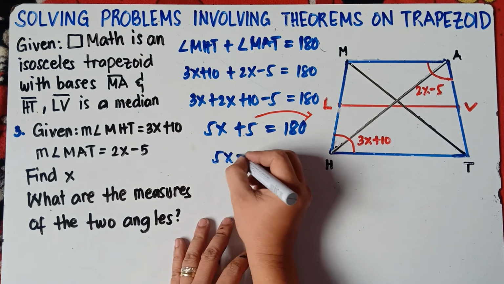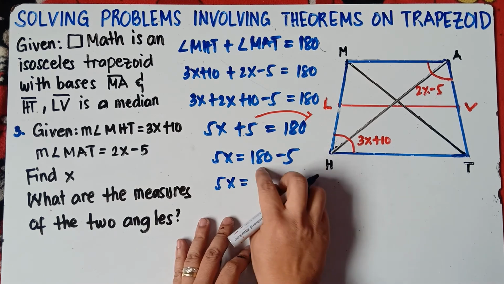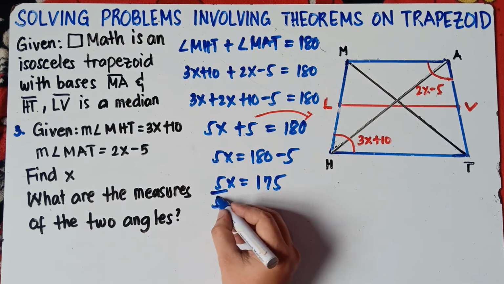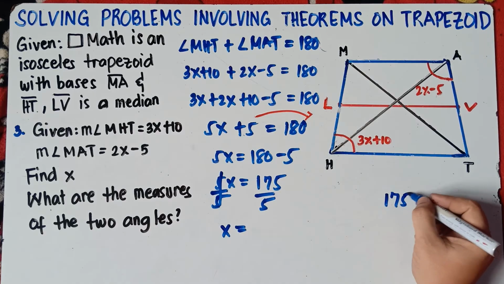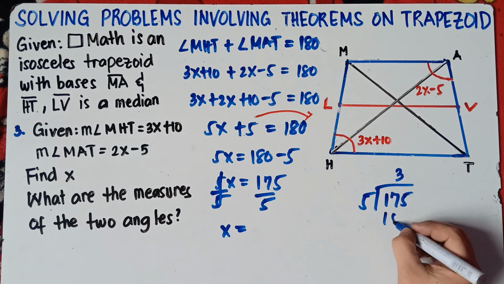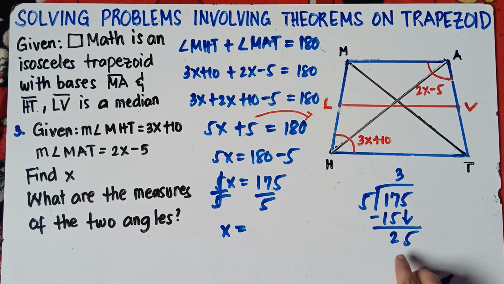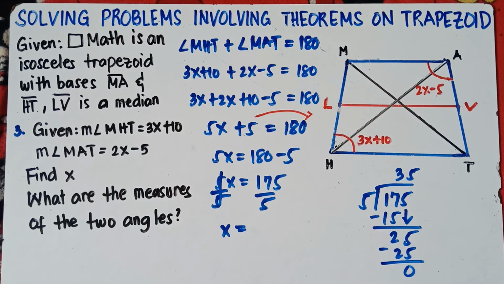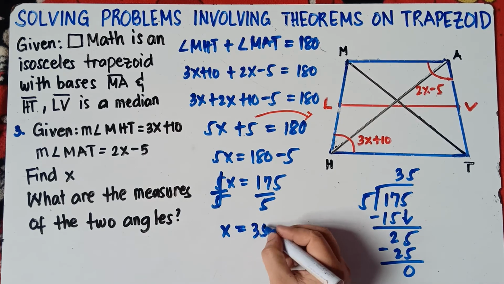So 5x equals 180 minus 5. That's 175. To get the value of x, you divide both sides by 5. So x equals 175 divided by 5. 17 divided by 5 is 3. 3 times 5 is 15. Subtract: 17 minus 15 is 2. Bring down 5. 25 divided by 5 is 5. 5 times 5 is 25. Subtract, this is 0. So the answer is 35. 175 divided by 5 is 35.